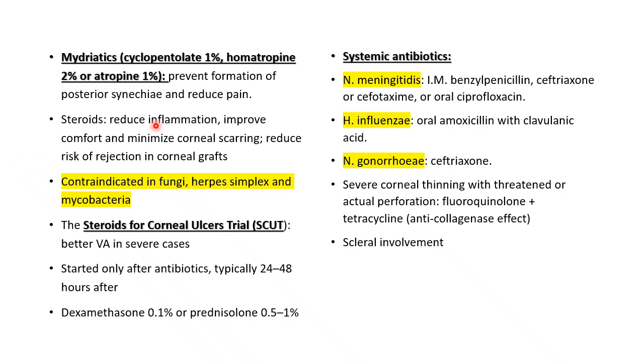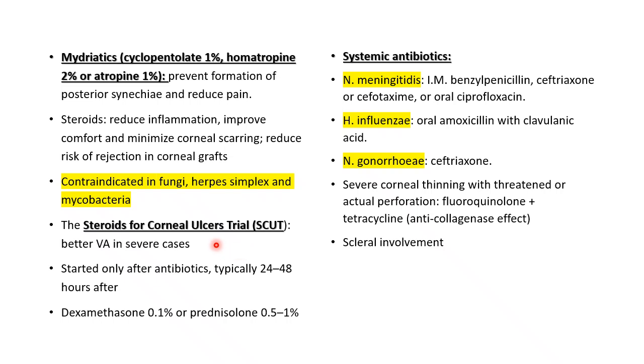What do they do? Of course, they reduce inflammation and improve patient comfort. But they are absolutely contraindicated in fungi, viral infections, and mycobacteria. So, where did this idea of steroids come from? They came from a trial known as the steroids for corneal ulcer or the SCUT trial.